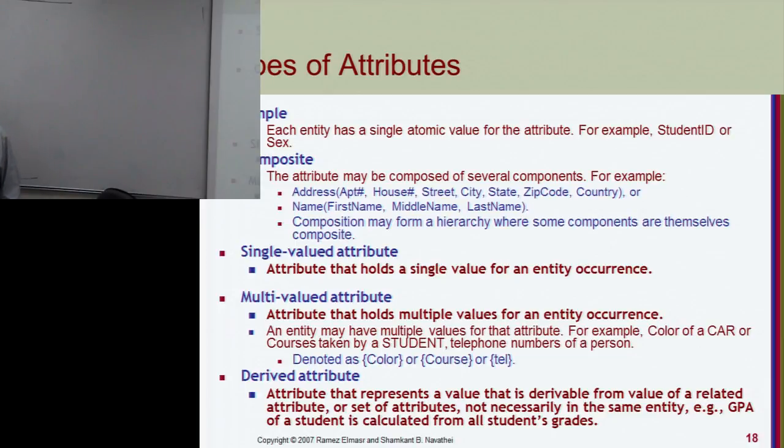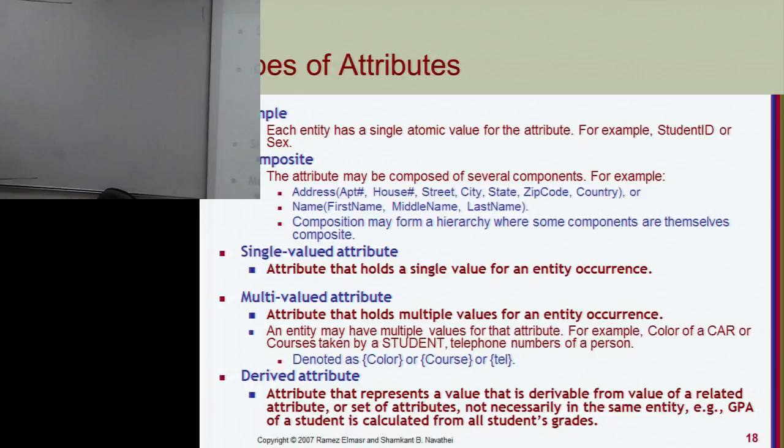Also we have single valued attributes versus multi-valued attributes. Single valued attributes are those attributes that take only one value, while multi-valued attributes can take many values. We gave examples: the telephone number for a department, for example. A department may have many telephone numbers. So this is a multi-valued attribute.